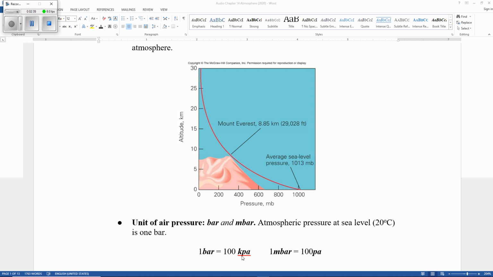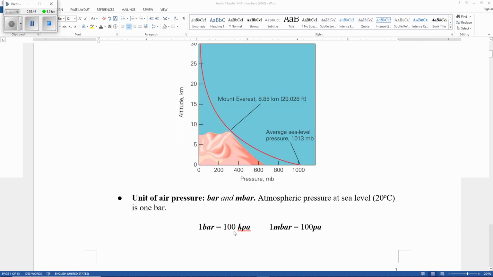So now, if we use bar, then the normal pressure, which we call atmospheric pressure at sea level when temperature equals 20 degrees, is exactly 1 bar. That's 1,000 millibar. Now the pressure will decrease when the altitude increases. At the top of the atmosphere, pressure will equal 0.